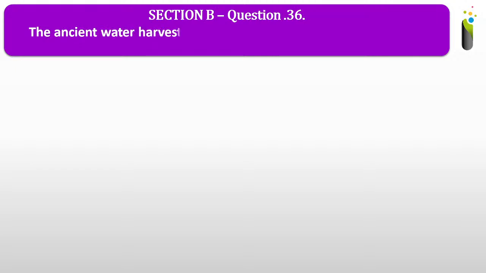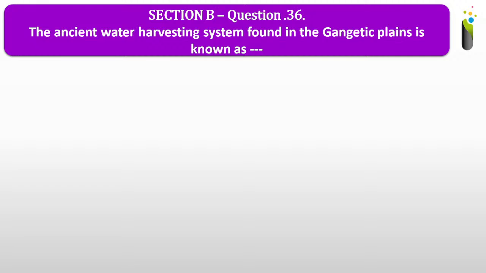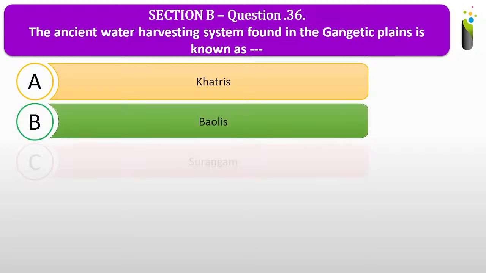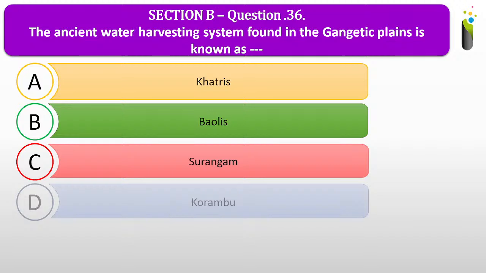Question number 36. The ancient water harvesting system found in the Gangetic Plains is known as dash. A. Khatris. B. Beolis. C. Surangam. D. Korambu. So, which is the ancient water harvesting system found in the Gangetic Plains? And your time starts now.